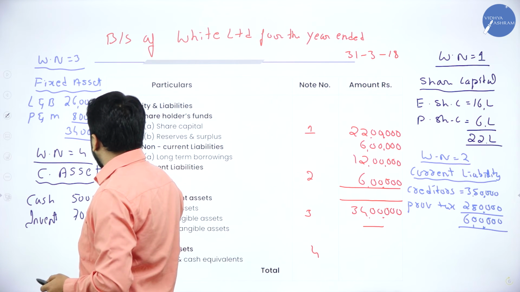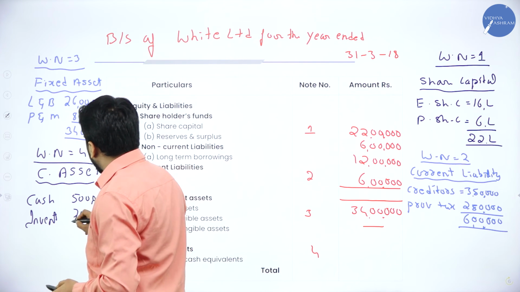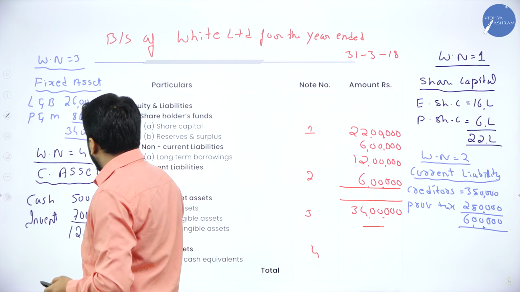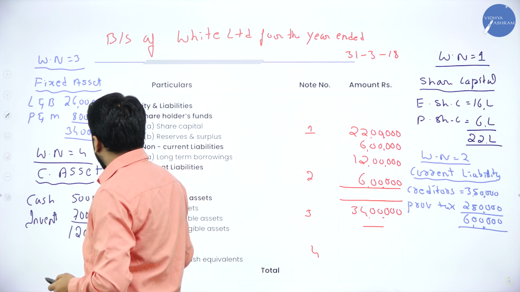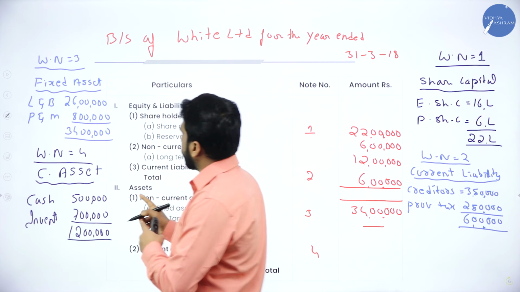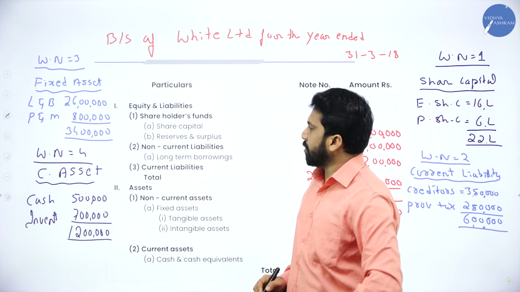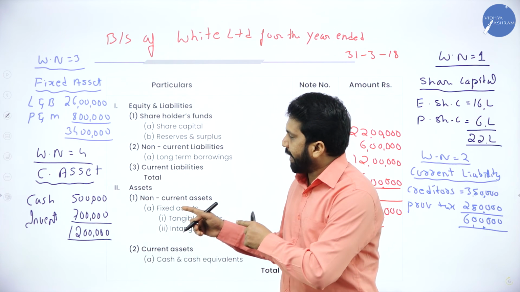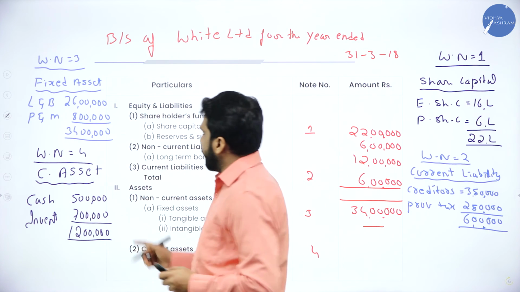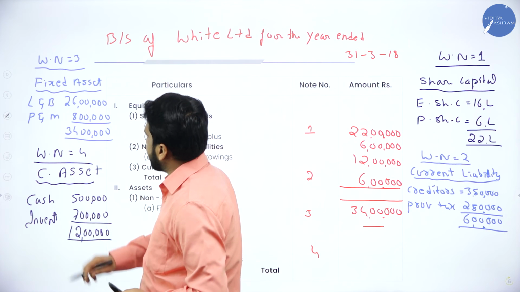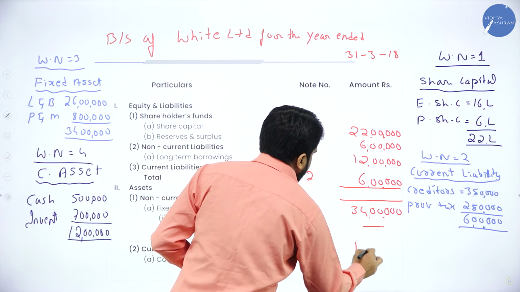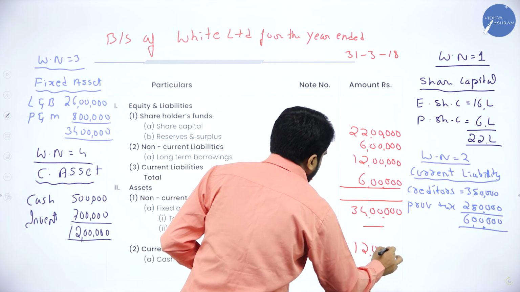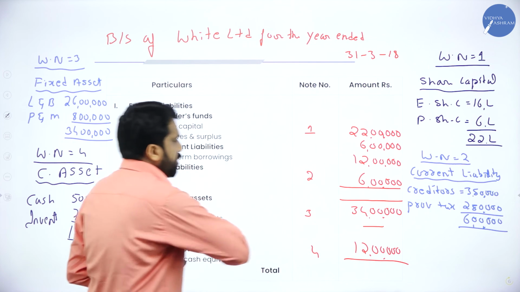Inventory is 7 lakh. What is the total? Yes, your total is 12 lakh. Hope you understood how we found out the current asset, total of inventory as well as your cash and cash equivalent. So total is 12 lakh. We consider 12 lakh. 12 lakh is your current asset. So we're done with your problem.